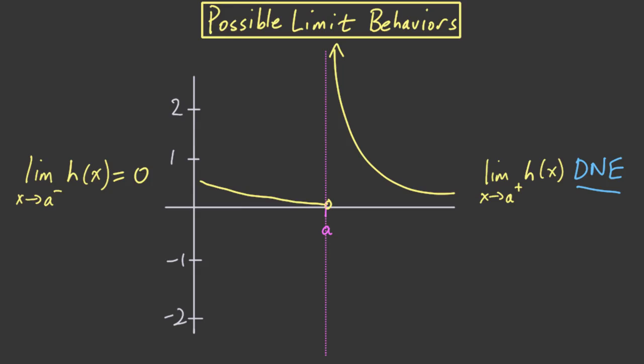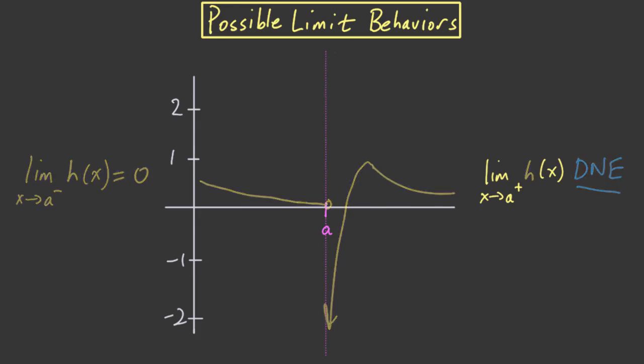The function just kind of blows up towards infinity as we come in from one side. Of course, we could have had h going the other way. It could have blown up towards minus infinity, and that would also be a limit that doesn't exist.